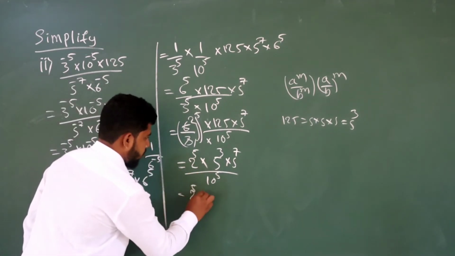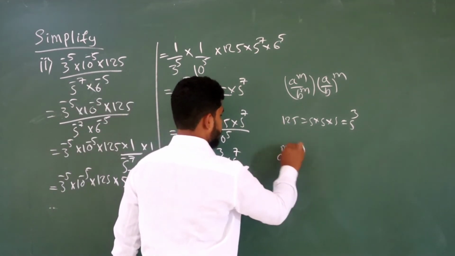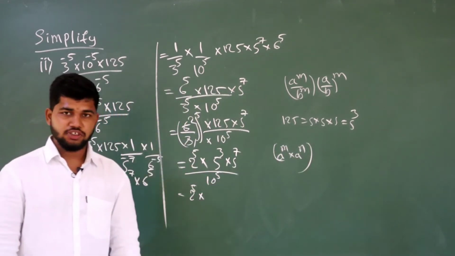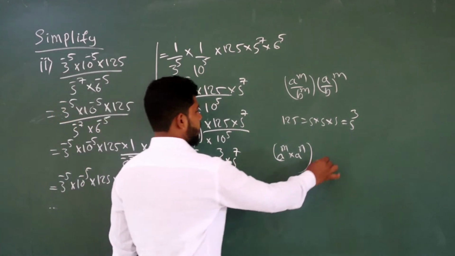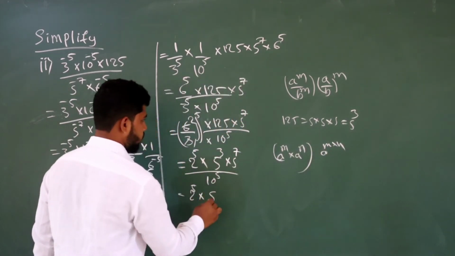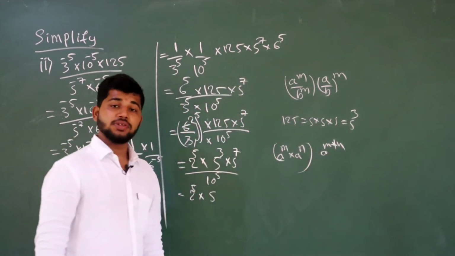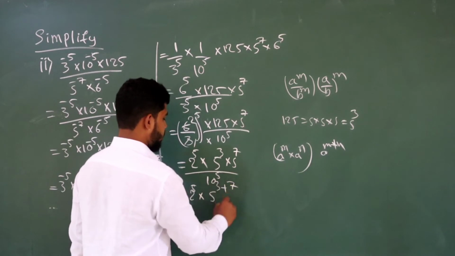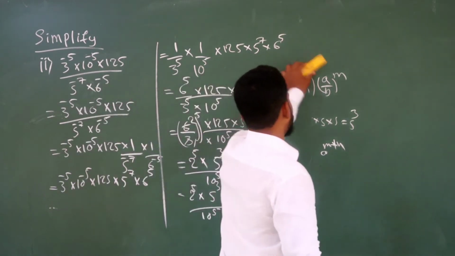Here 2 power 5 into 5 power 3 into 5 power 7 are in the form of a raised to m into a raised to n. We can write this as a raised to m plus n. So 5 power 3 plus 7, divided by 10 to the power of 5 into 10 to the power of 5.